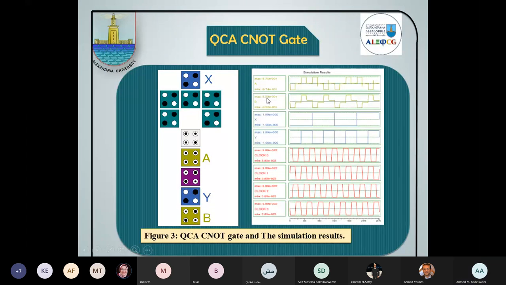The outputs of A are 0110 and the outputs of B are 0101. This figure consists of a group of 11 cells and has no clock cycle delay.